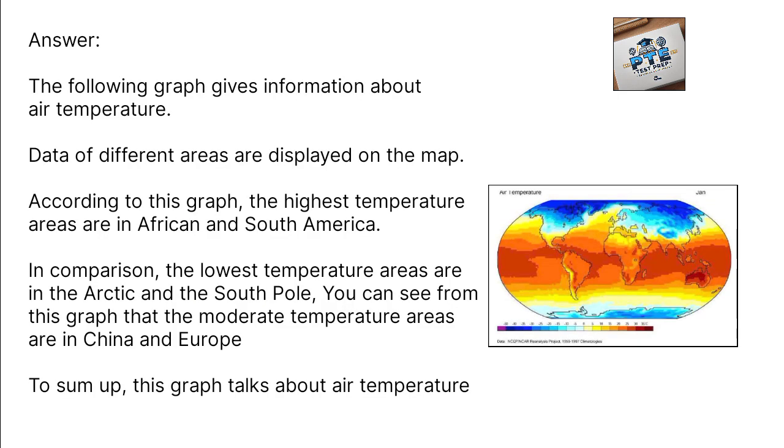The following graph gives information about air temperature. Data of different areas are displayed on the map. According to this graph, the highest temperature areas are in Africa and South America.